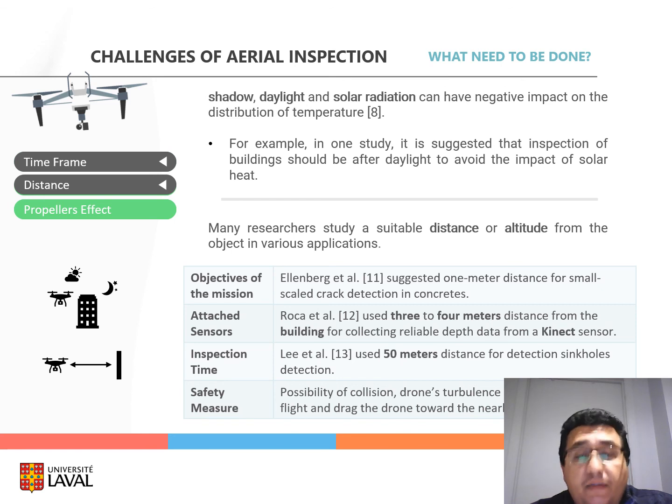Inspection time is another factor. When you want to inspect a large area, you have to increase the distance or altitude of the drone in order to be able to cover more area in a short amount of time because of the limitation in flight time. And the last factor is safety measures. There's always the possibility of collision. The turbulence created by the drone's propellers can destabilize the flight and drag the drone toward nearby surfaces.